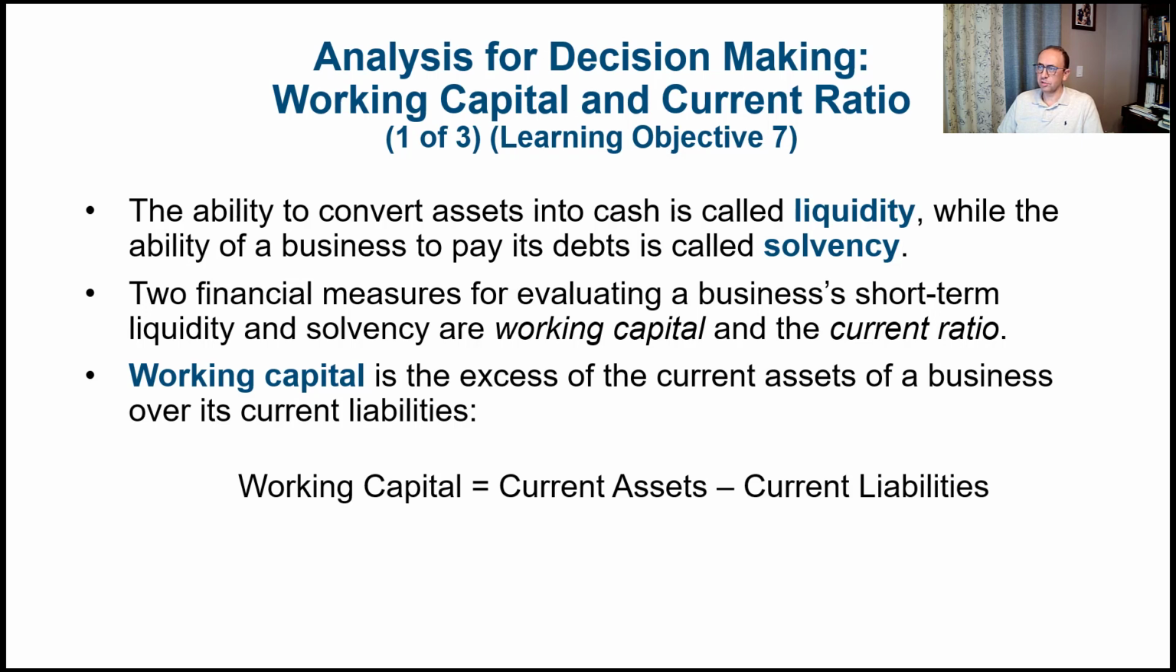There are two financial measures for evaluating a business: short-term liquidity and solvency, and these are called working capital and the current ratio. So working capital is basically the difference between current assets and current liabilities. And pay attention to that. It's not the total assets, it's only the current assets, the short-term assets. Assets are already cash or going to be converted or used within a period that is less than a year. Current liabilities, these are obligations they have to pay within a period less than a year. So the difference between these two, we call them the working capital.